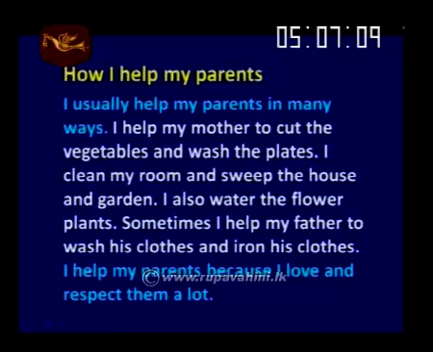So always, children, keep in mind, always take the topic sentence from the given topic itself. Then you won't go wrong. So I usually help my parents in many ways, right? So after that, what are those many ways? Yeah. So all these are supporting sentences. After the topic sentence, we explain it further with these sentences.